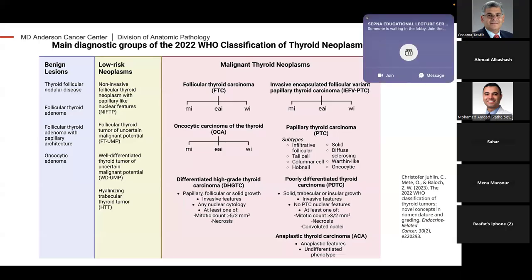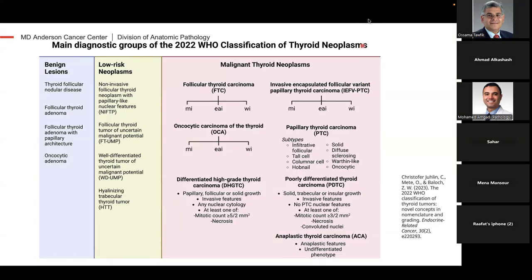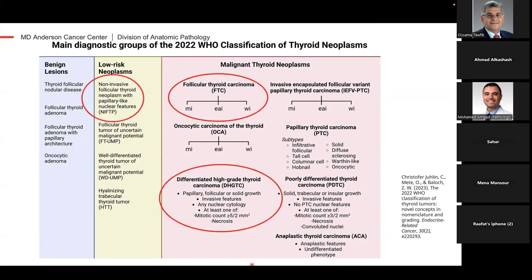And it's an interesting entity. Some of them very rarely metastasize, but they're usually considered benign. And then malignant lesions, I'm going to focus on follicular thyroid carcinomas, and also differentiated high-grade thyroid carcinomas.